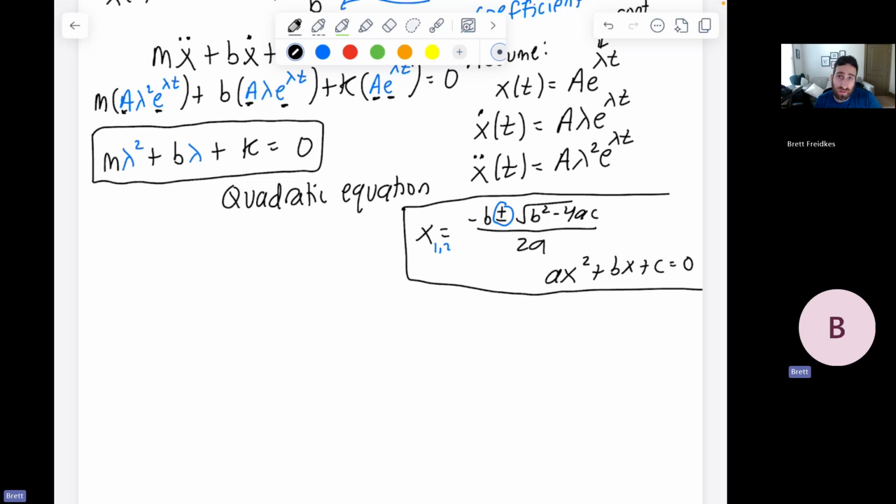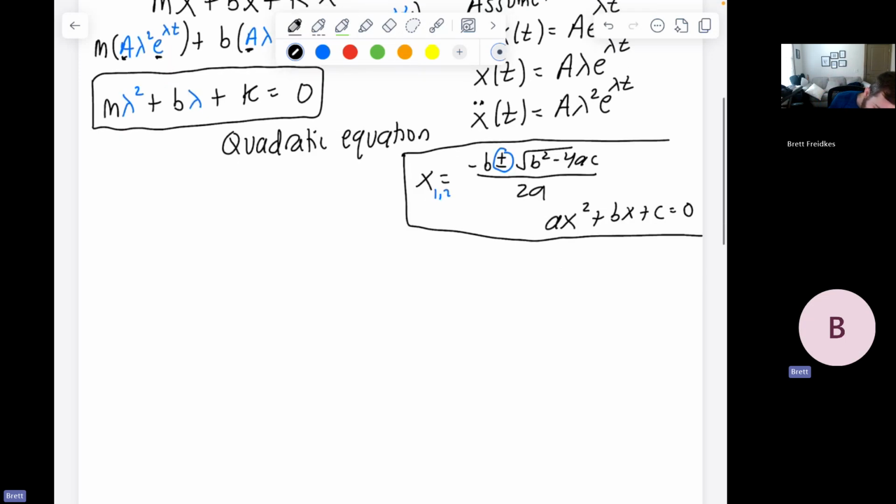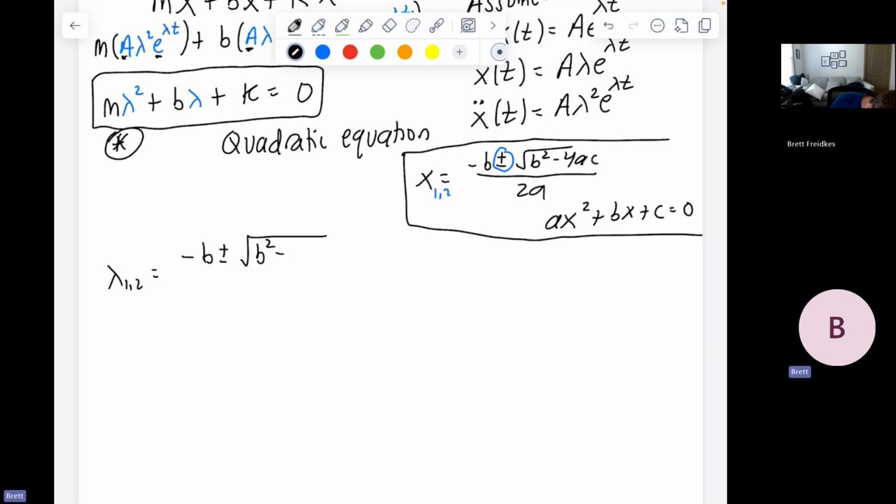Now, depending on the parameters in the system, those lambda values may both be real, they might be identical, or they might be complex conjugates of each other, and that's what we have to look at in this video. So if we're going to do the quadratic equation on this, we get that lambda 1 and 2 is going to be negative b plus or minus the square root of b squared minus 4ac, where a is m and c is k, all divided by 2a. That's what we end up getting from this.